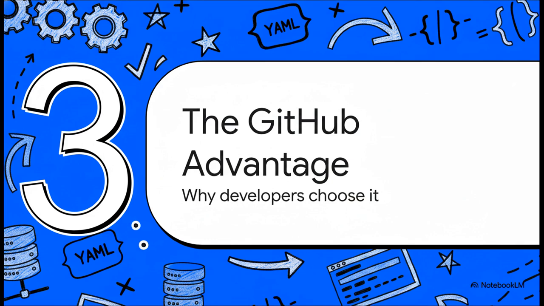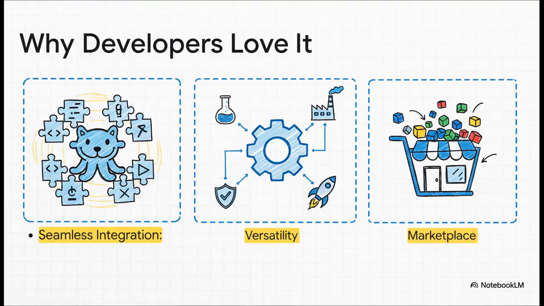Okay, so now we get the basics of how it works. But let's talk about the why. Why are so many developers choosing GitHub Actions over all the other options out there? It pretty much boils down to these three things. First, that seamless integration. It's already there. You don't need another tool. Second, it's incredibly versatile. You can automate almost anything you can think of. But third, and this is the real game changer, is the marketplace. You can find thousands of pre-built actions that the community has already made and just drop them right into your workflow.